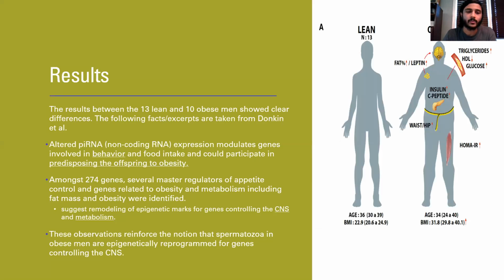Donkin and others found that altered non-coding RNA modulates genes involved in behavior and food intake and could lead to predisposing offspring to obesity. Also, among the 274 genes, several master regulators of appetite control and genes related to obesity and metabolism suggested that there was remodeling of epigenetic marks for genes controlling the CNS and metabolism. This also reinforced the notion that sperm in obese men are epigenetically reprogrammed for genes controlling the CNS.